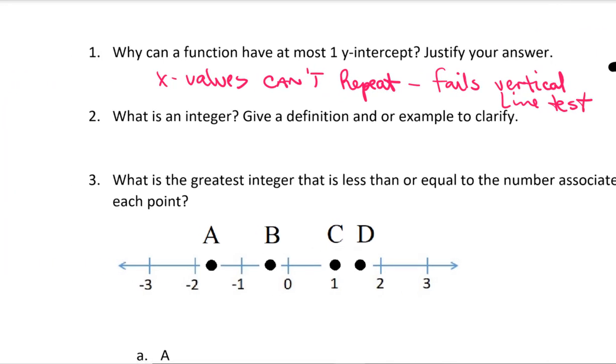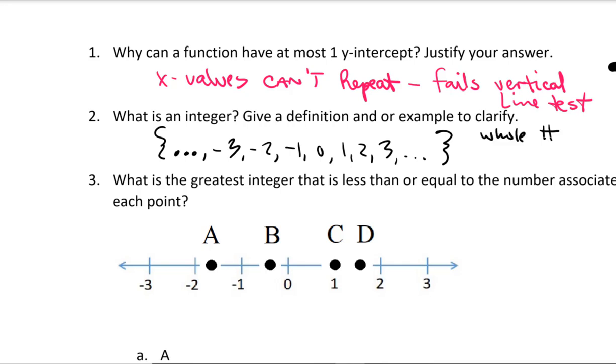Now, what's an integer? So let's talk about the set of integers for a second. It goes on forever, and then we'll just start with -3, -2, -1, 0, 1, 2, 3, and then it keeps going on forever. So the set of integers are those whole numbers, and they're positive, negative, and they include 0. So it's a whole number. Could be positive, negative, or 0. So no fractions, no decimals, none of that stuff.